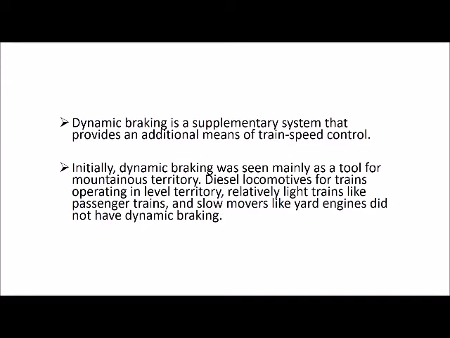Dynamic braking is a supplementary system that provides an additional means of train speed control. Initially, dynamic braking was seen mainly as a tool for mountainous territory. Diesel locomotives for trains operating in level territory, relatively light trains like passenger trains, and slow movers like yard engines did not have dynamic braking.